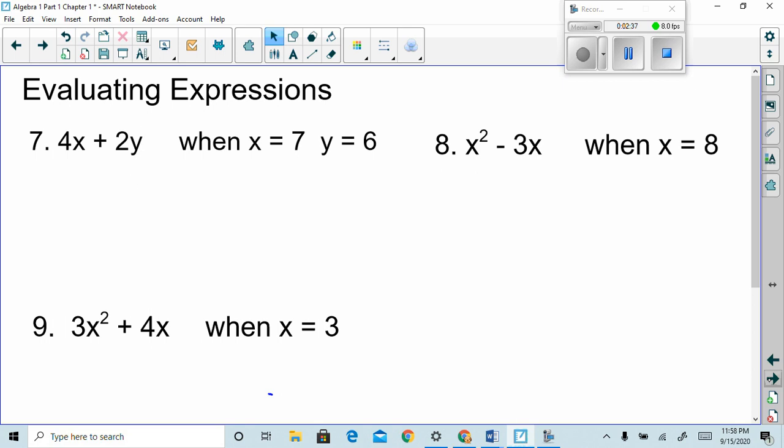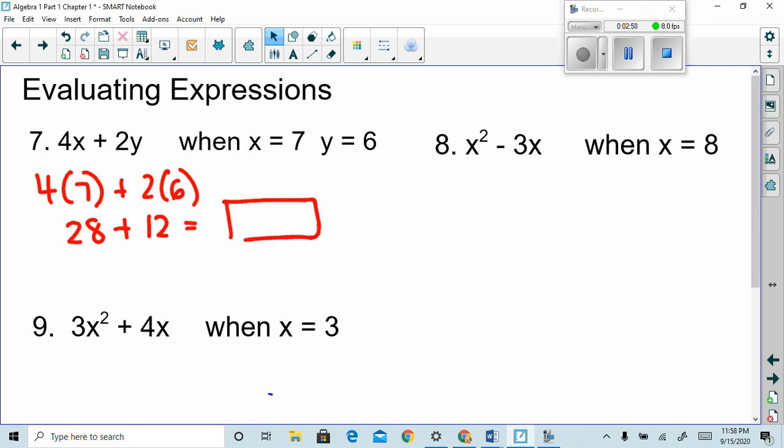On to evaluations, where we see algebraic expressions and values to replace the variables with. 4 times 7 plus 2 times 6. Now we have our order of operations. I have 28 plus 12. Adding those together gives me 40.